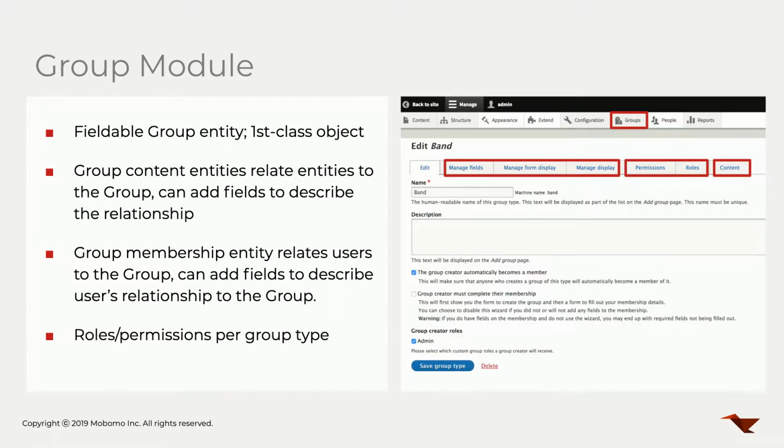You also have roles and permissions for each group type you define. We'll look at a screenshot in a minute, so I won't go into that too deeply right now. But obviously you've got your standard manage fields, manage form display, manage display, plus you have this permissions and roles section. And you also have this content tab. We're going to go through each of those really quickly.